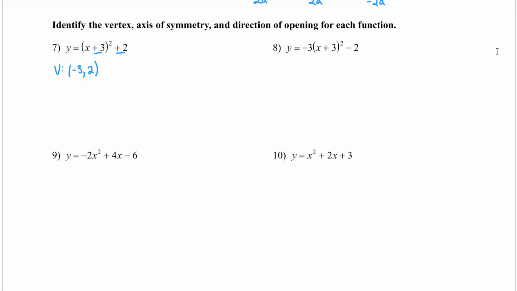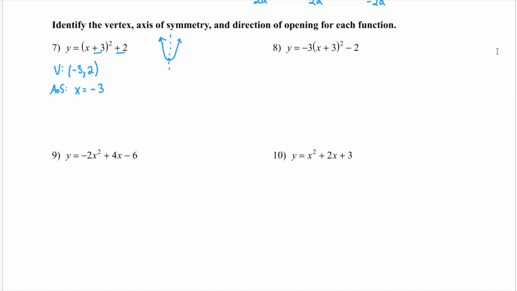The axis of symmetry, which I'm going to abbreviate AOS, is x equals the x part of your vertex, because if you're imagining your parabola and here's your vertex, the axis of symmetry is this vertical line that goes through it. But our axis of symmetry is a line, a vertical line, so it's x equals whatever this x value is. And I, at least, am really picky and count off for not writing x equals and just writing negative 3.